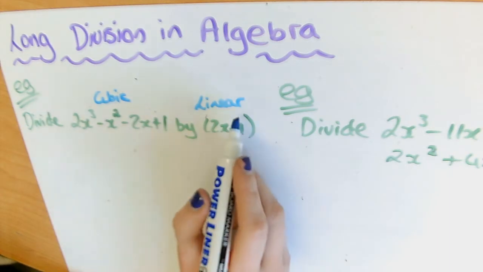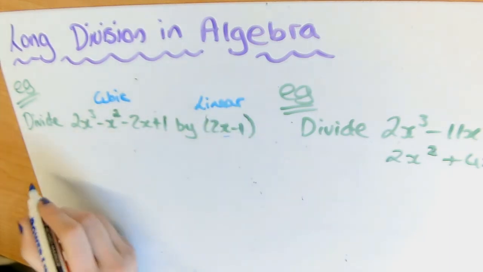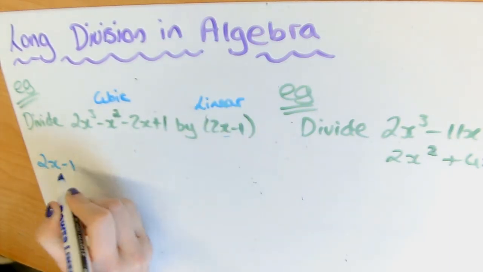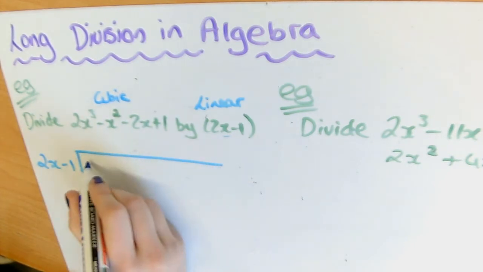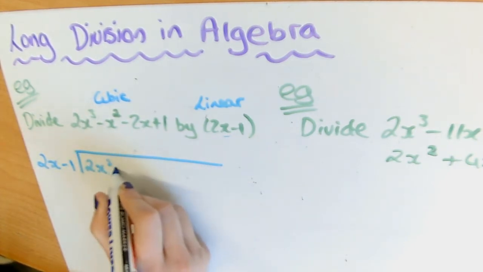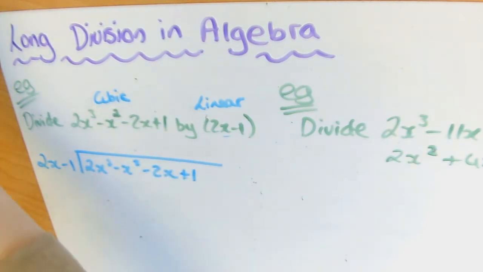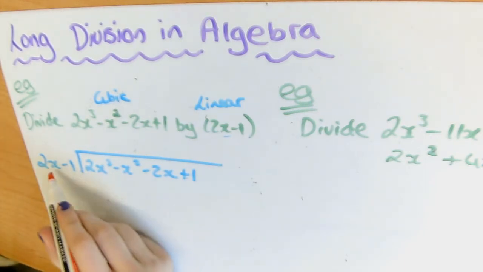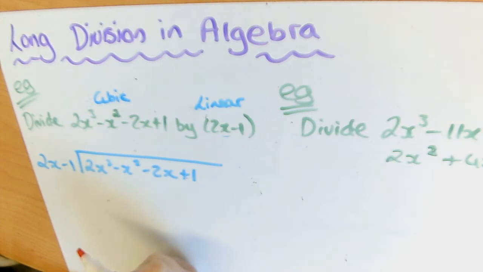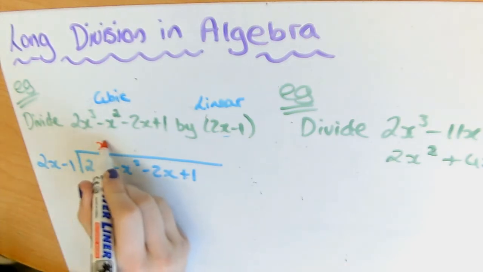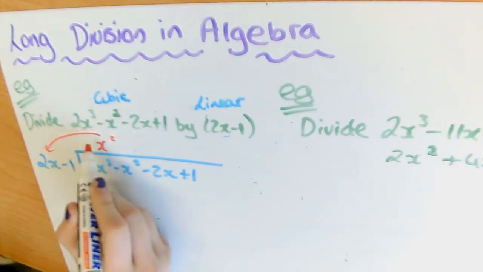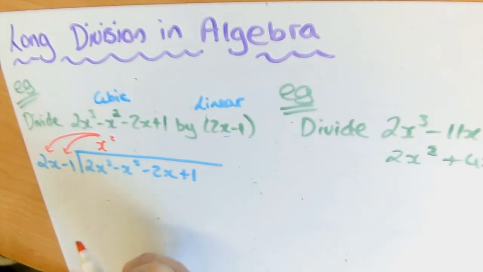To set up the division, I always put the lower power on the outside, so I have 2x minus 1 divided into 2x cubed minus x squared minus 2x plus 1. And now I'm going to use my division. To do division in algebra, guys, I actually need to think about multiplying. So what do I multiply 2x by to get 2x cubed? X squared. So x squared by 2x and x squared by minus 1.